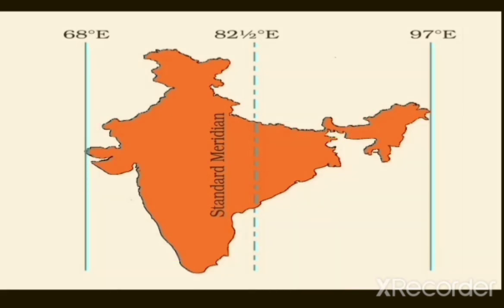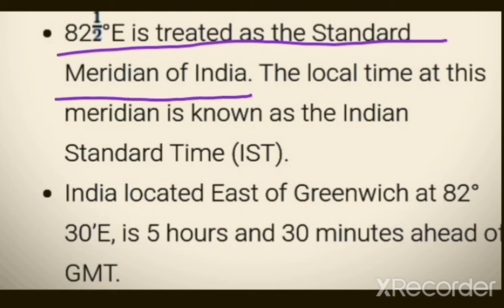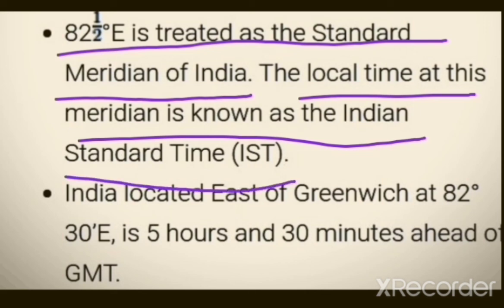So to reduce this type of confusion of timing, India chooses 82.5 degrees east as a standard meridian. That is, whatever time is happening at this meridian will be taken as the time for the country. So this is the use of a standard meridian. 82.5 degrees east is treated as the standard meridian of India. The local time at this meridian is known as Indian Standard Time.